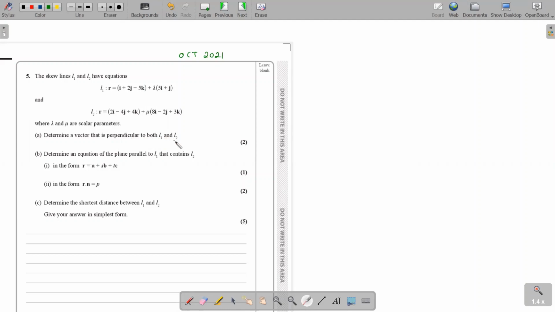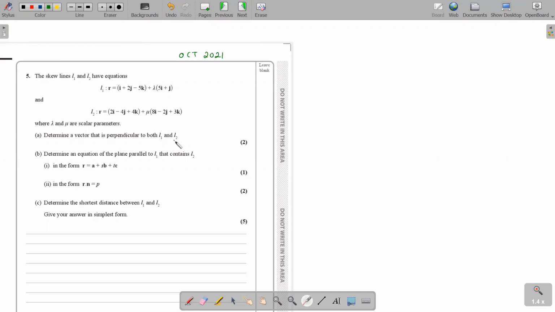So what do we learn in the vector lesson? At the very beginning of the vector lesson, we learn a technique to produce a vector that is perpendicular to two given vectors, and that is called the cross product. The cross product will produce a vector perpendicular to the two given vectors. So A cross B is a vector perpendicular to both A and B.